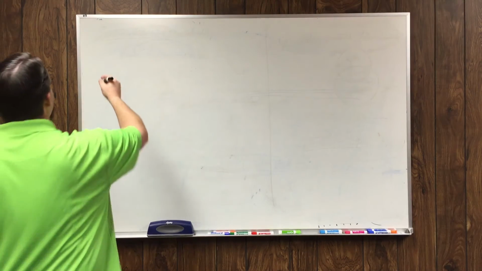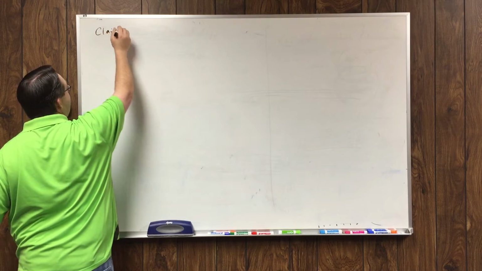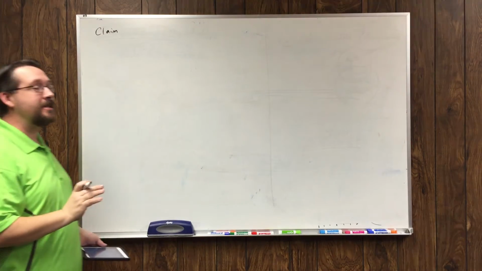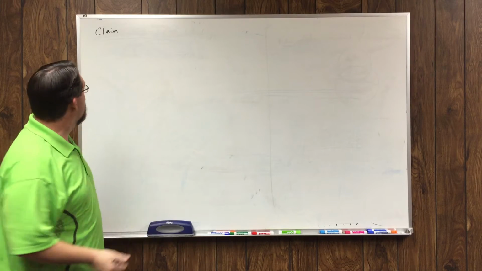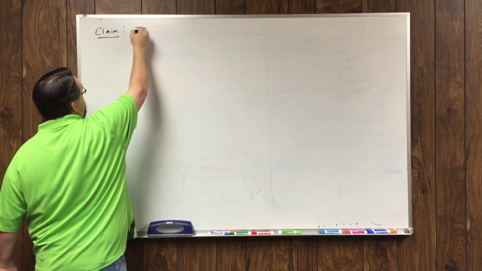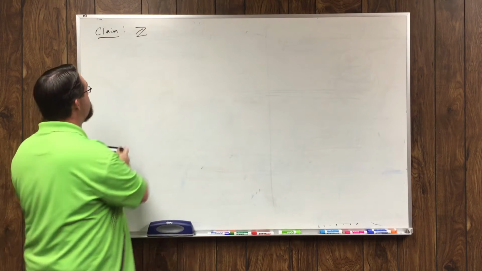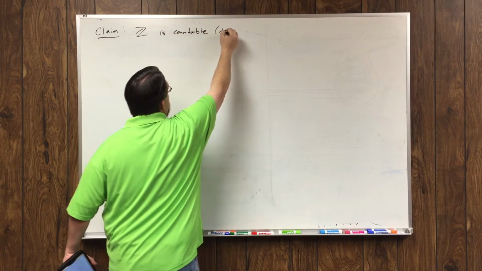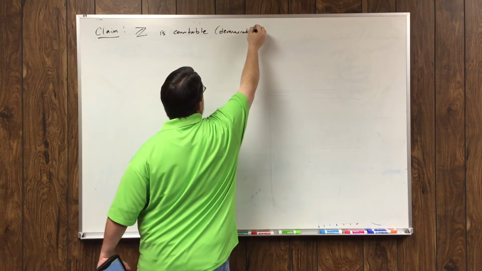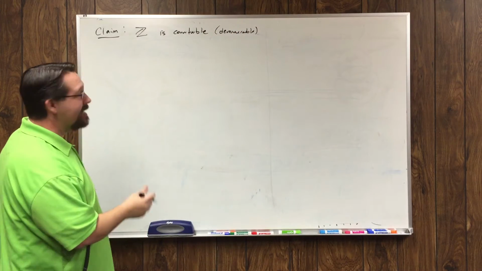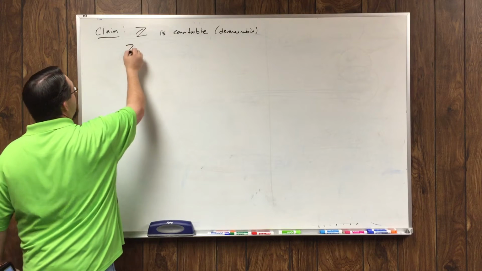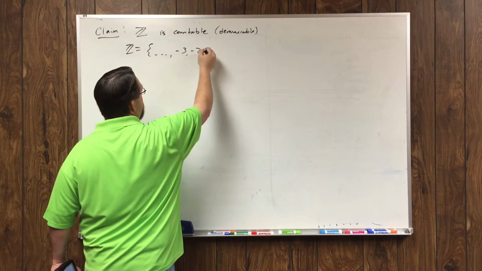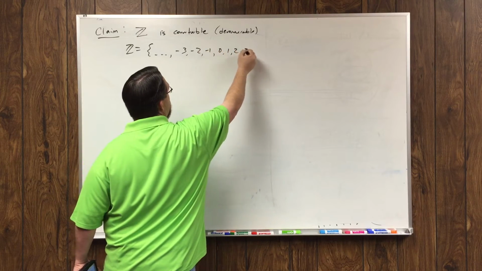Okay, next claim I want to make is that we already have that natural numbers crossed with natural numbers, or Cartesian product, is countable. I also claim that the set of all integers is countable or denumerable. I'm going to take for granted at this point that Z is infinite. Recall, Z is the set of integers, so I'm going to write it out as -3, -2, -1, 0, 1, 2, 3, and so on.